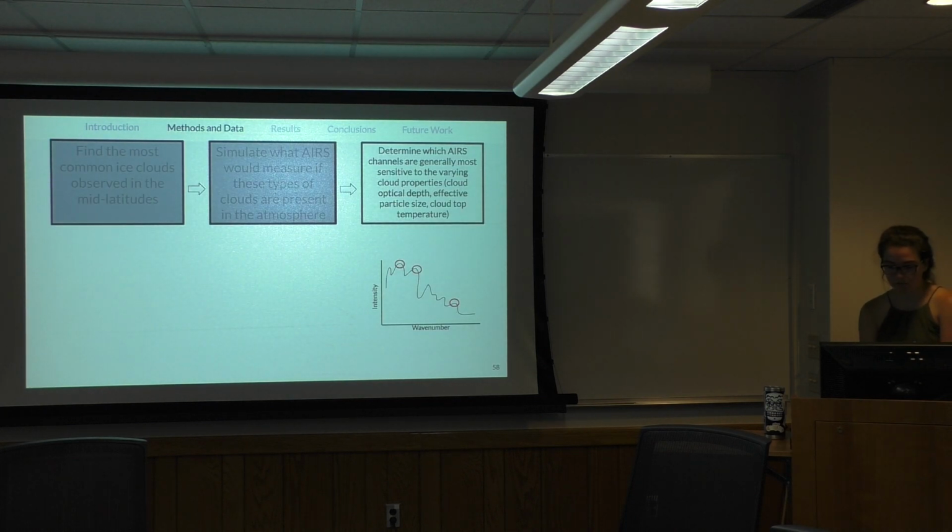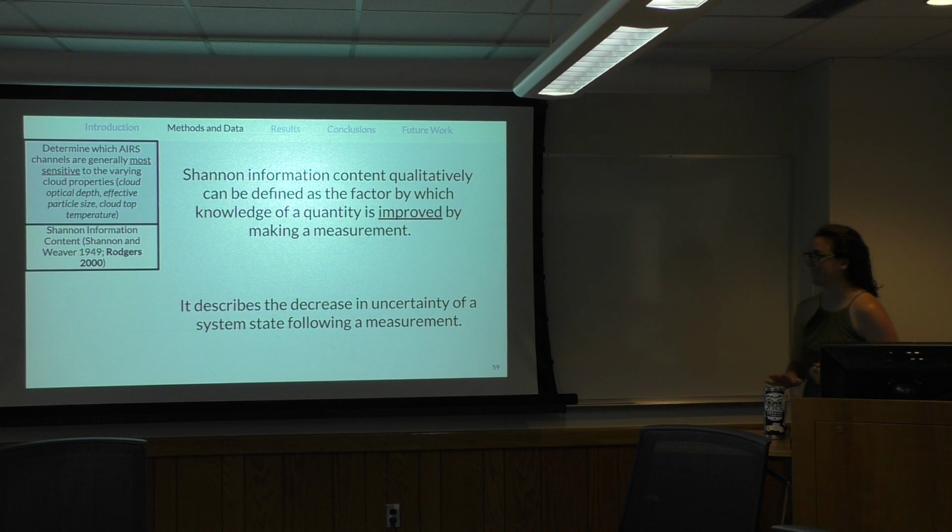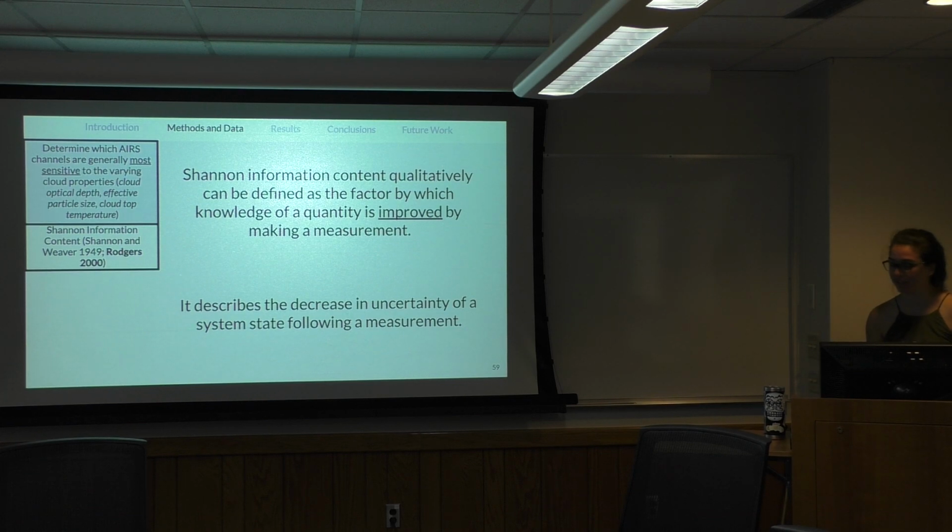To determine which AIRS channels are most sensitive to those various cloud properties, we had a qualitative look at it just now, but we're using a metric called information content, which is super boring, and I'm not going to explain all the details of it here. If you're really interested in it, I'd look at the Rodgers textbook. But qualitatively, it can be described as the factor by which knowledge of a quantity is improved by making a measurement. Another way to say it is it describes a decrease in uncertainty of a system state following measurement.